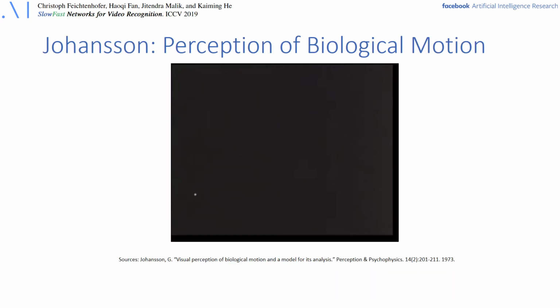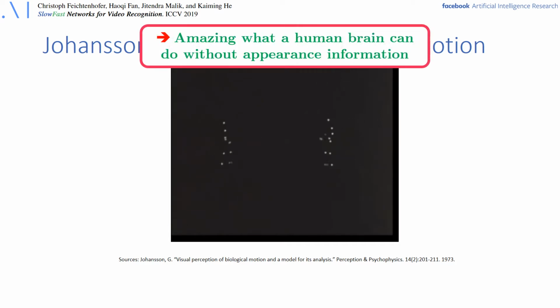SlowFast is loosely inspired by neuroscience. Please have a look at the following video from an experiment around 50 years ago. Isn't it amazing what our brain is able to do with just motion information? Just a few dots that move in a certain way can give us a very good hint about which action a person is performing. So for the human brain, motion is such a rich source of information.